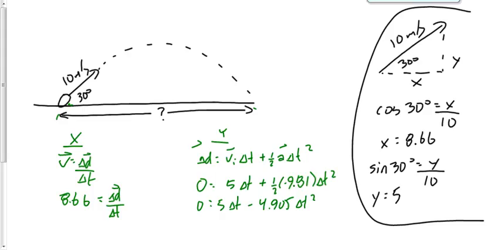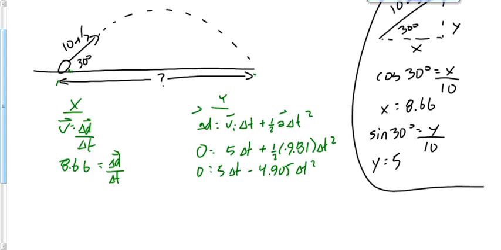And now, you don't have to do this, but it makes it a little bit easier to solve. I'm going to take this over to the other side. It becomes positive 4.905 t squared equals 5t. You can divide both sides by t. When you do that, one of these t's disappears, and that t disappears. So it becomes 4.905 t equals 5. 5 divided by 4.905 is 1.0194.